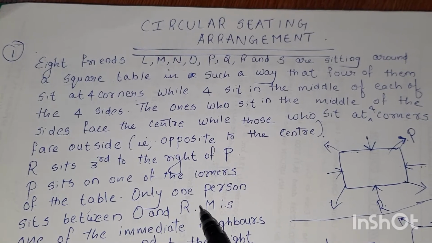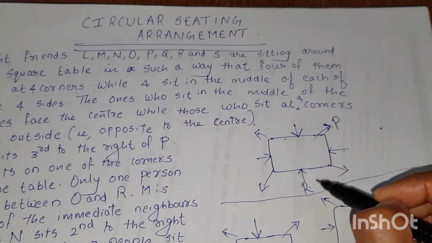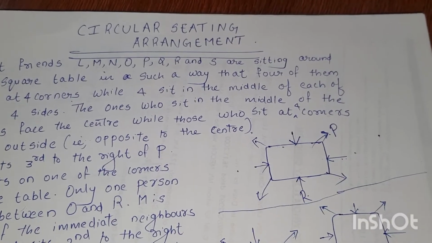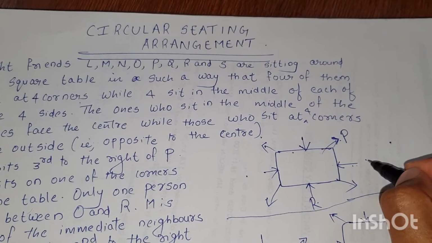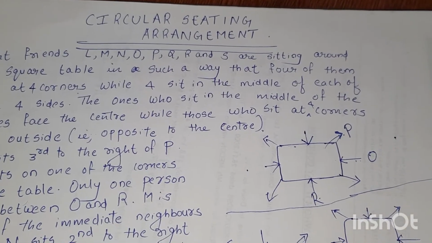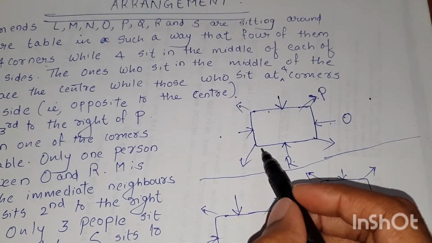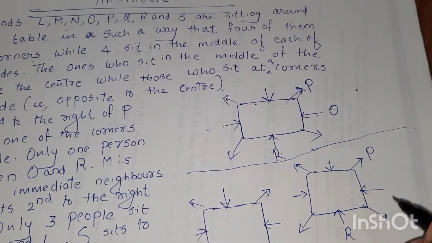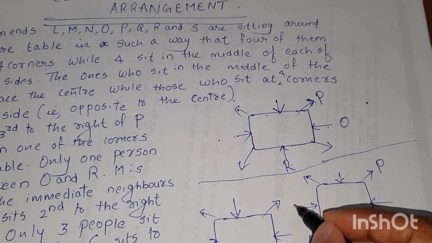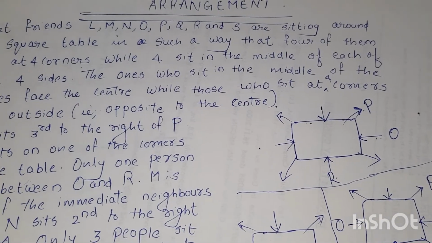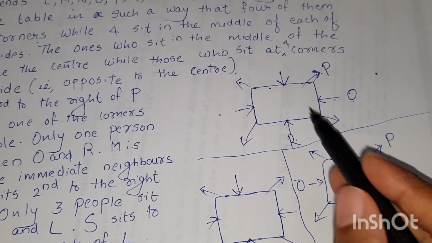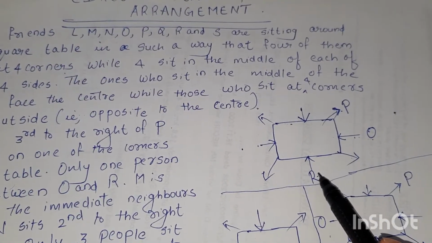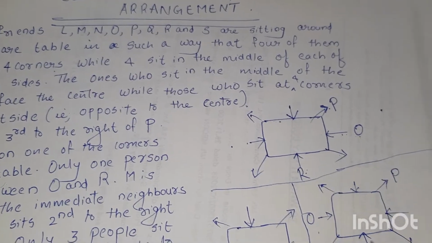Only one person sits between O and R. Between O and R there is only one person. That means either O is here or O is here. Then only that statement is correct. So suppose O is here; then I have drawn another condition also, because O can be here also, right? So draw another square table satisfying the same conditions, except O should be here. That's why I have drawn two tables. So there are two conditions possible.